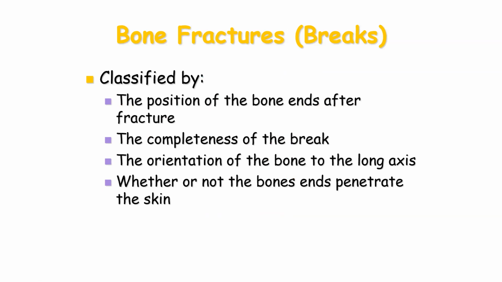Now that said, let's talk about how bones actually break, okay? So bone fractures, what do they look like when they break? Are there special ways in which bones can break? All of these things, right? Now, it mentions here that bones can be classified by the position of the ends of the bone after they break, which of course is a fracture, the completeness of the break, the orientation of the bones to the long axis. Are they twisted? Are they straight, right? Are they bent away from one another? And then, of course, whether or not the bone ends penetrate the skin, right?